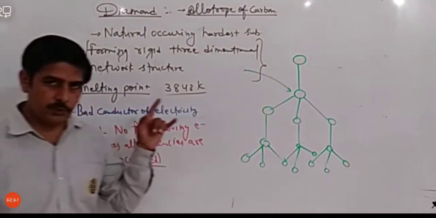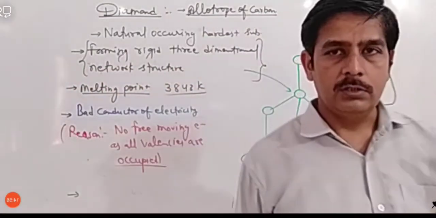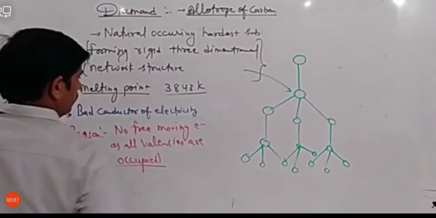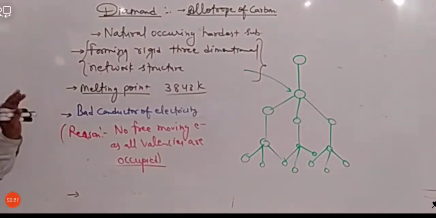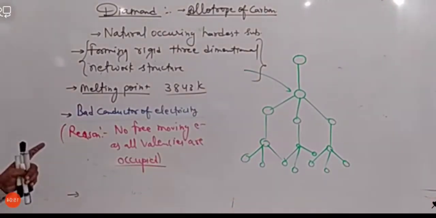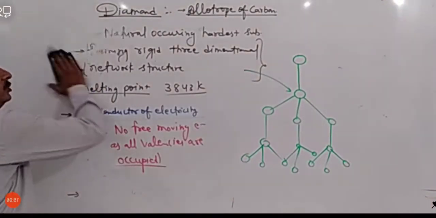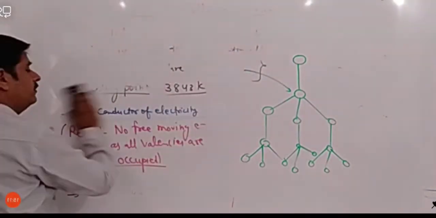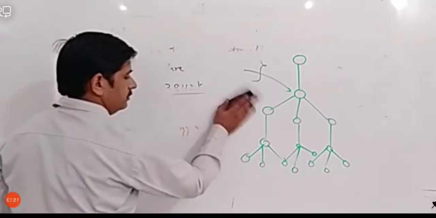Okay, I think this topic is clear to all of you. So let's move on. So it is all about diamond. You have to remember these two things mostly: why it is hard and why it does not show conductivity. And the next, third allotrope of carbon, that is fullerene.